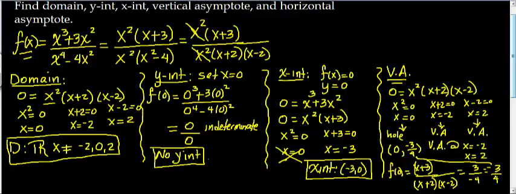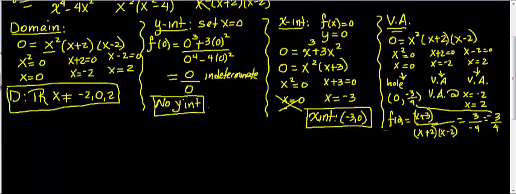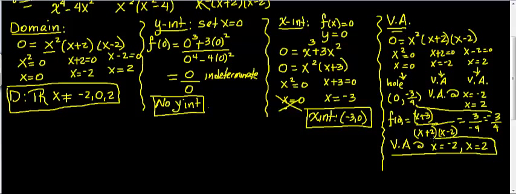So let's move this down a little bit. And let's clearly state that I have vertical asymptotes at x equal negative 2 and x equal 2. That's my answer for vertical asymptotes. And I also have a hole. Where? At 0, negative 3/4. And this is coming together very nicely. Okay? I'm done with my vertical asymptotes.